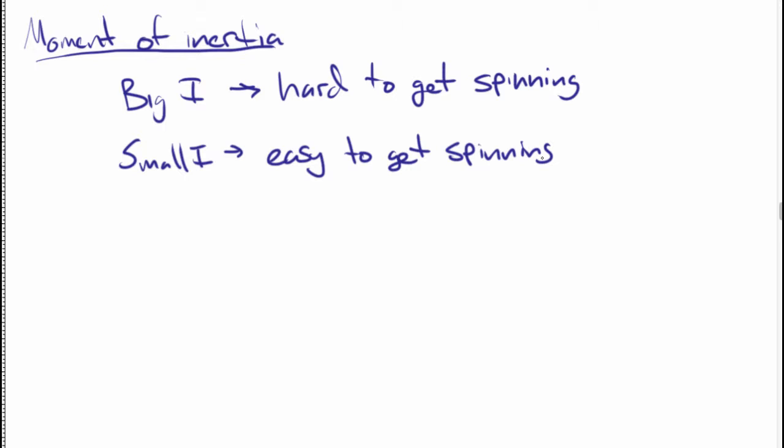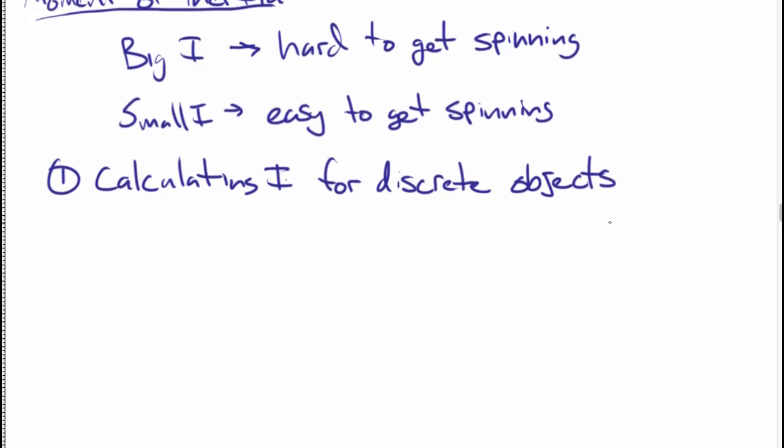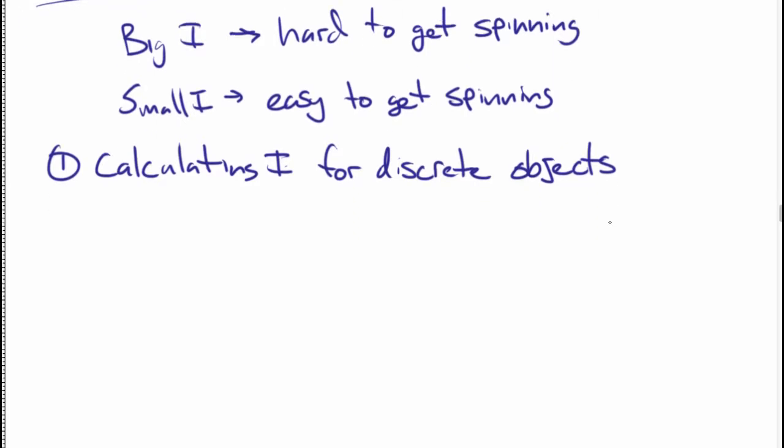All right? So today we're going to take a few minutes and figure out how to calculate the moment of inertia for different objects. Now I want to break this discussion up in two sections. The first thing that we're going to talk about is how to calculate the moment of inertia for what I call discrete objects. All right, so we're going to start off with discrete objects.